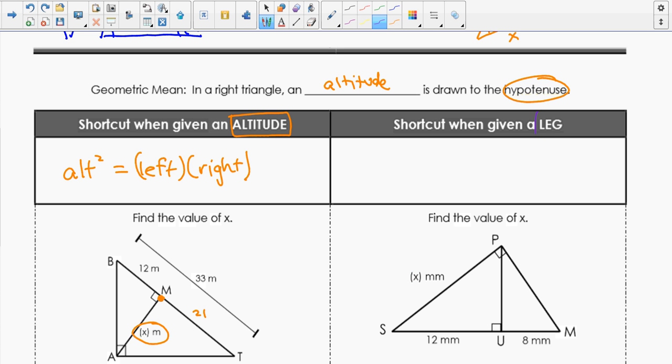So this is when you're given a leg, and a leg means, remember, in a right triangle, it's the non-hypotenuse side. So this shortcut is to take the leg and square it and set it equal to the short side times the long side. And when we say short and long, we actually mean adjacent short and adjacent long. Adjacent, remember, means the side next to.